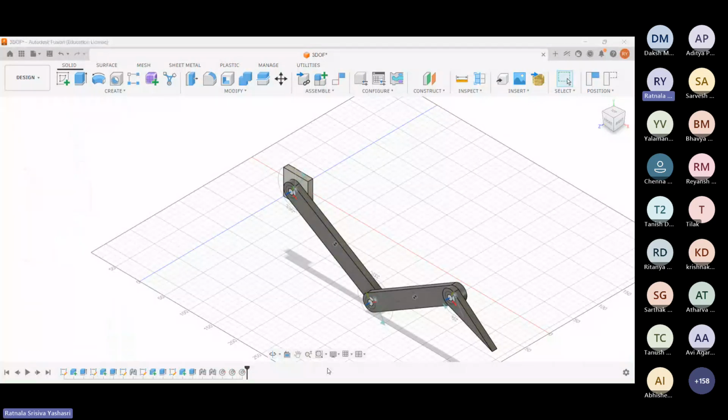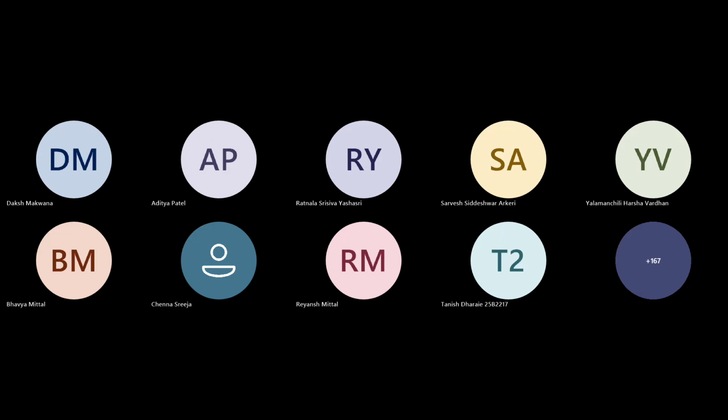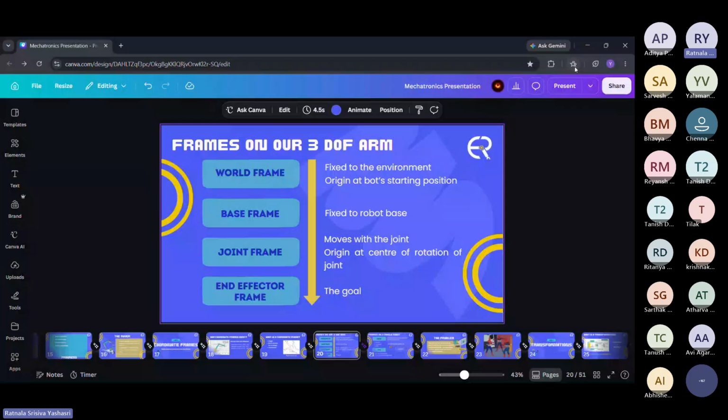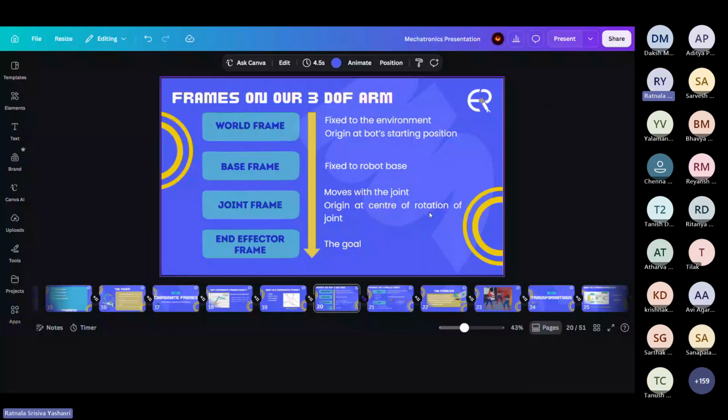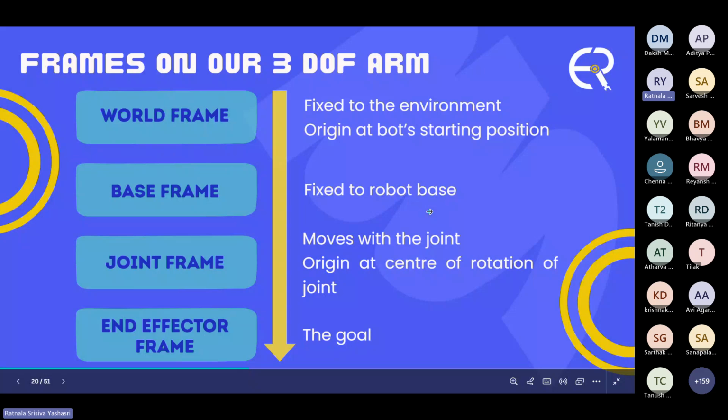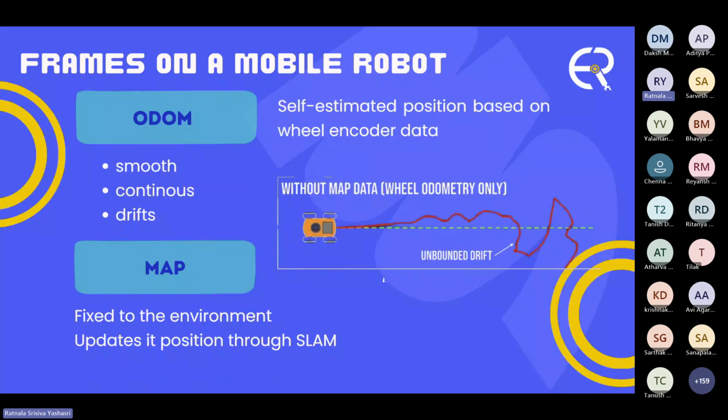Okay, now that we've looked at frames on an arm, you get 2 extra frames whenever you're working with a mobile robot, one that moves. And those are ODOM and MAP. Now, ODOM is the robot's self-estimated position based on its wheel encoder data. So what it does is every time its wheel rotates, it calculates how far it has moved and updates its estimated position from where it started.